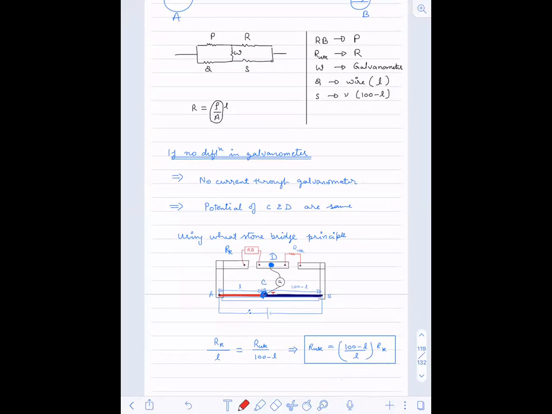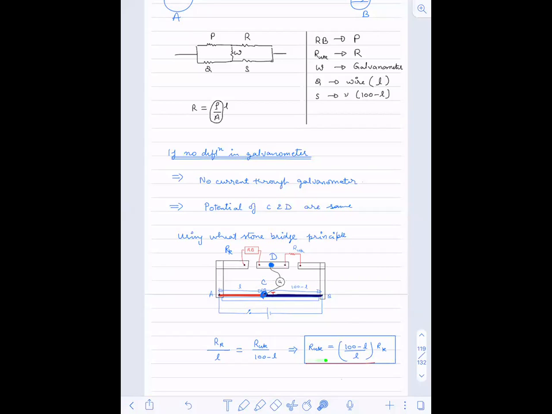See this final result I have written, no need of remembering this. Don't sit and start learning this by heart. You just remember the Wheatstone bridge principle, and you can calculate it. Don't sit and learn that 100 minus L by L into known resistance is your value.